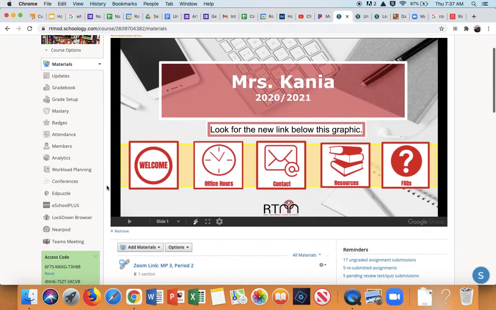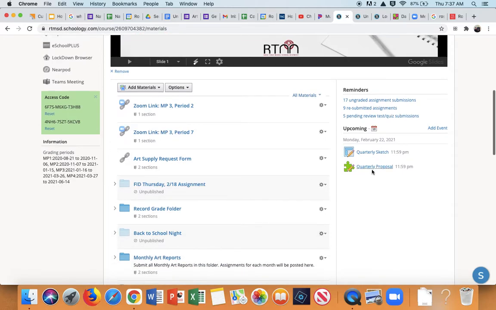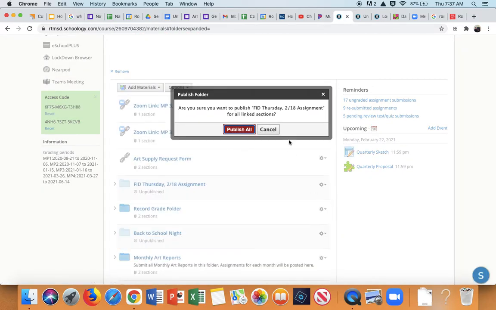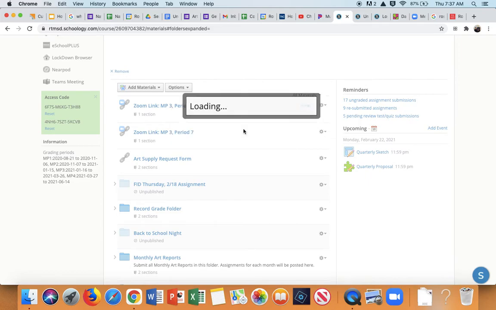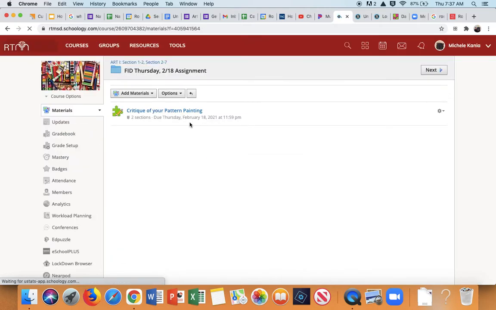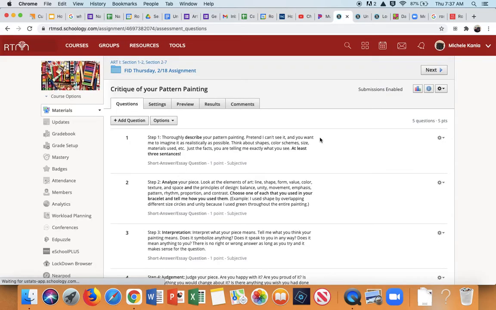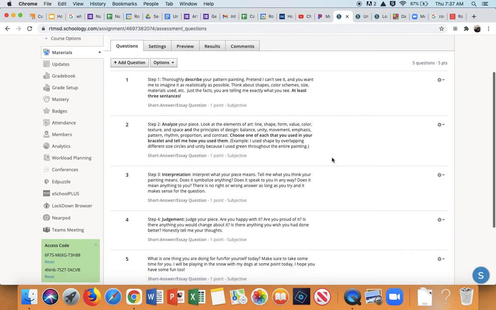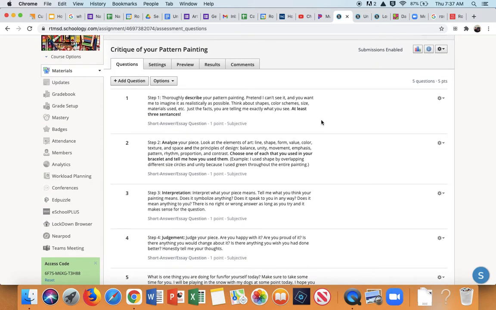So you're going to go into Schoology. You're going to go into the assignment for today, which I will publish right here. The assignment is right here on the page, third one down, 218, Critique of your pattern paintings. You're going to critique your pattern painting. You will hopefully be finished with that by now. If you didn't, I would take this weekend to do it. And you're going to go through and answer the questions.